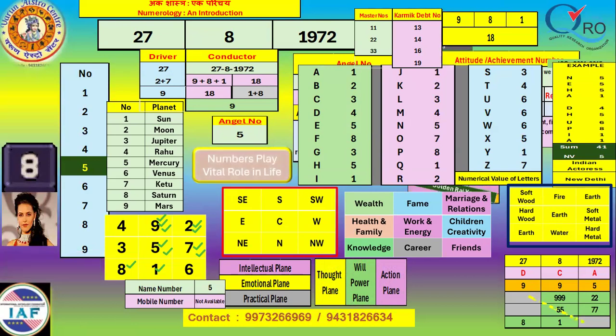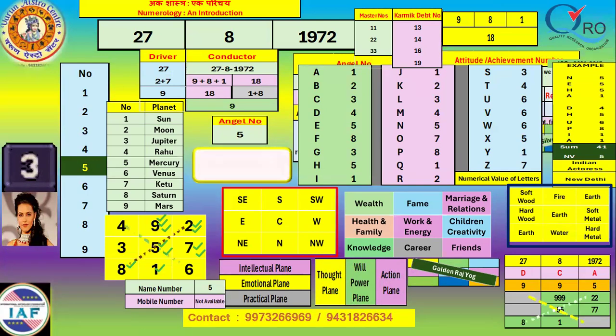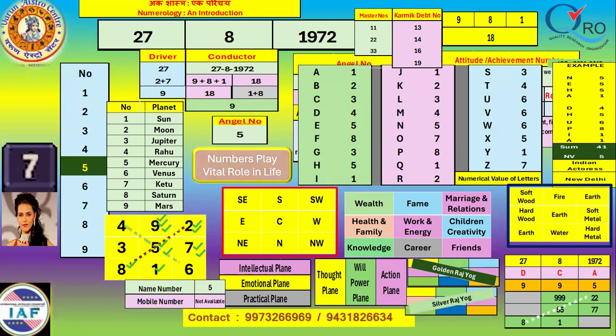And golden Raj Yoga is not formed because 4 and 6 are missing for the native. Silver Raj Yoga is formed because 852 is there. So the native, out of personal efforts, earns the money. This is because of Silver Raj Yoga.